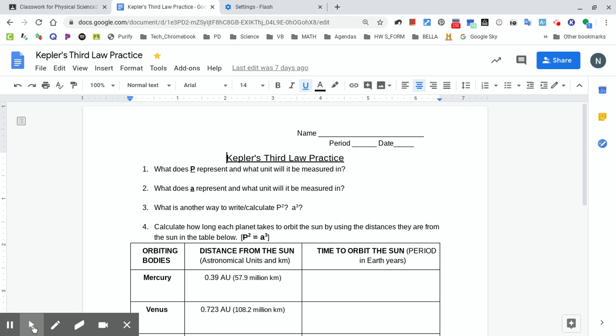All right, let's go ahead and pause this. Well, I won't pause it yet. All right, so what does P represent, and what unit will it be measured in? Well, remember, you can look at that key, Kepler's 3rd law, and it says what P represents and what it's measured in, but just to remind you, P is the time it takes to go around the sun, and it is measured in Earth years. A is the distance from the sun, and its unit is an astronomical unit, or AU.